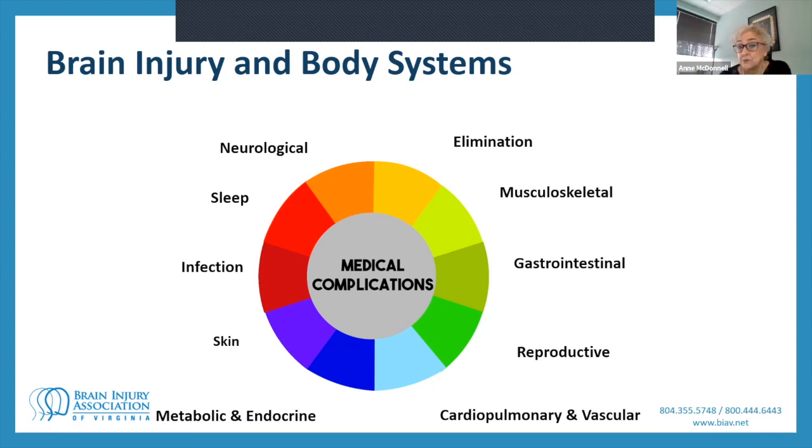And so that's a really visible representation of some of the damage that can happen to the body after a brain injury, particularly the metabolic and endocrine systems.